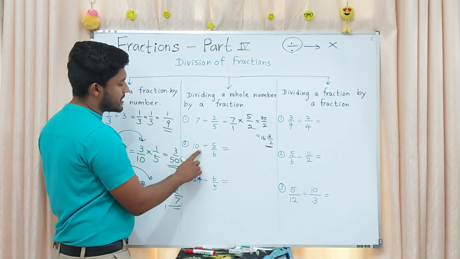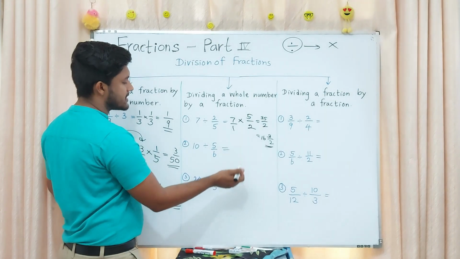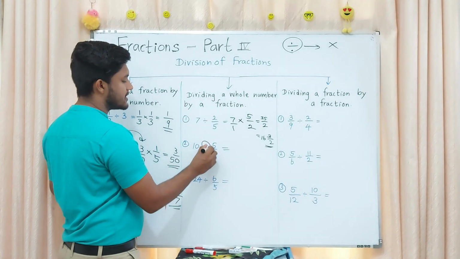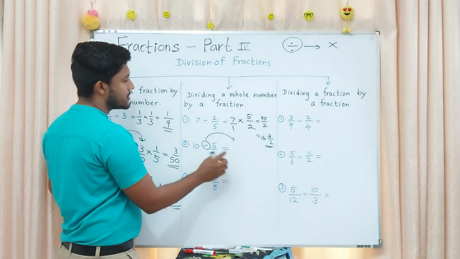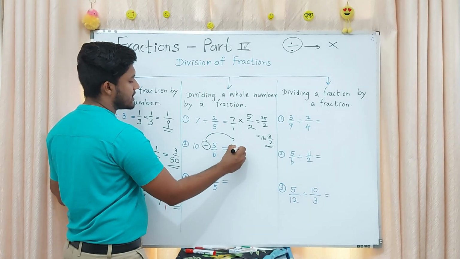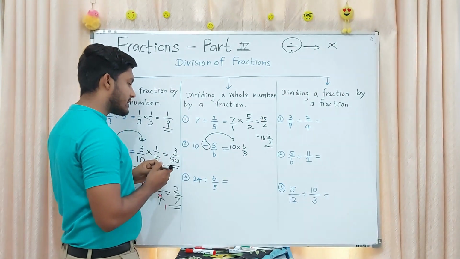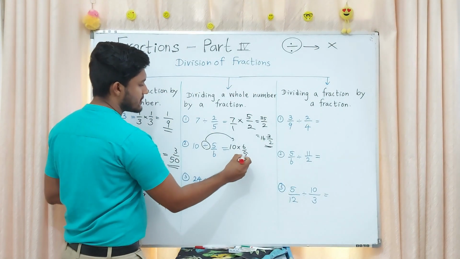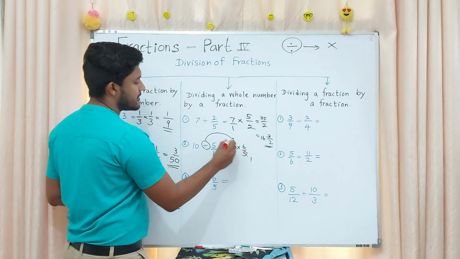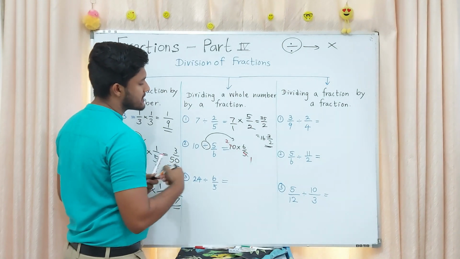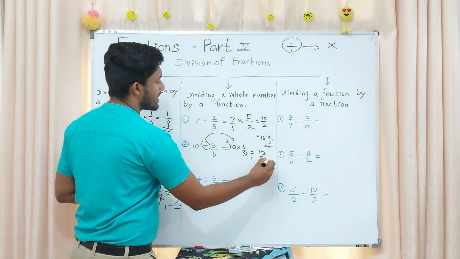Second question, 10 divided by 5 over 6. We want to convert this division mark into multiplication. 10 into 6 over 5. Then we can cut 5 into 1, 5 into 2, 2 into 6, 12 is the answer.